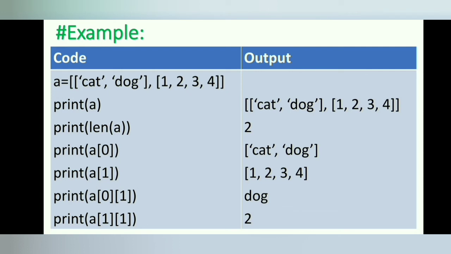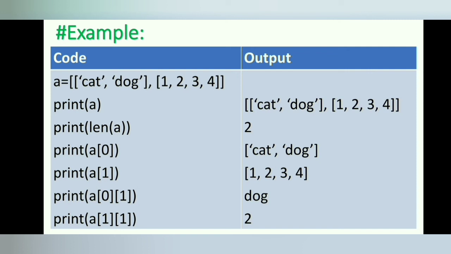The print a[0][1] will display the item dog. By supplying 2 indices with a[0][1], we are telling the computer to go get the element at position 0, which is the first item in the list. The first item is itself a list of 2 items, cat and dog, and then from that to get the element at position 1, which is dog. So the output will be dog.